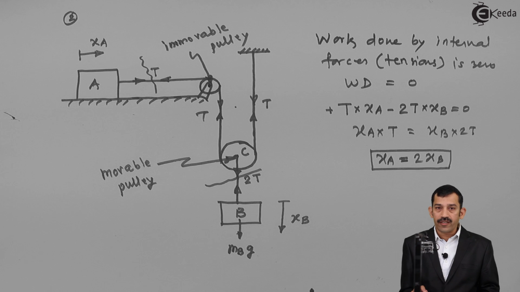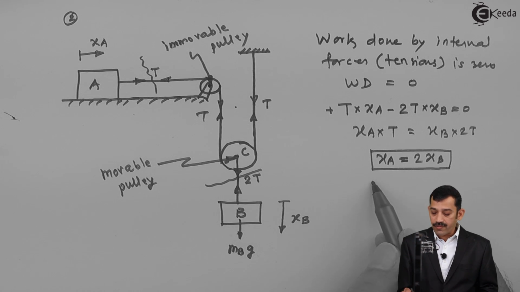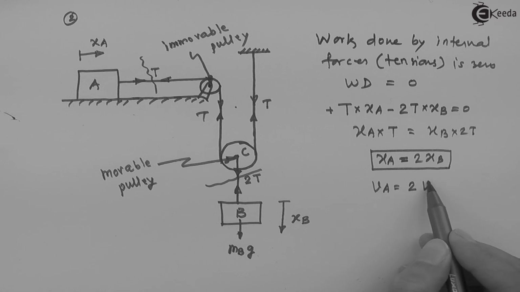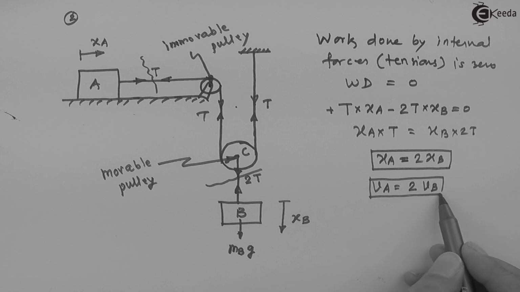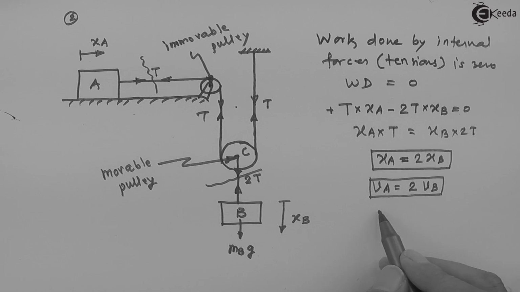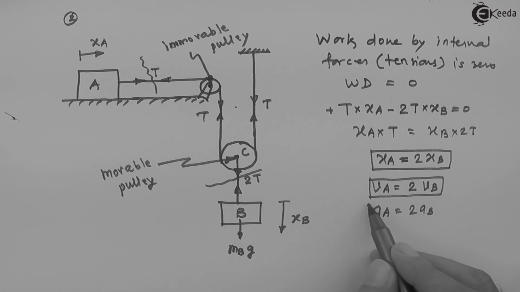Now, as this is the relation between position or displacement, if we differentiate once with respect to time t, dXA by dt is nothing but the velocity of block A, dXB upon dt is what? Velocity of block B. That means in the next equation we will get velocity of block A equal to 2 times velocity of block B. Again, if we differentiate velocity once with respect to time, what will we get? Acceleration of block A equal to acceleration of block B.